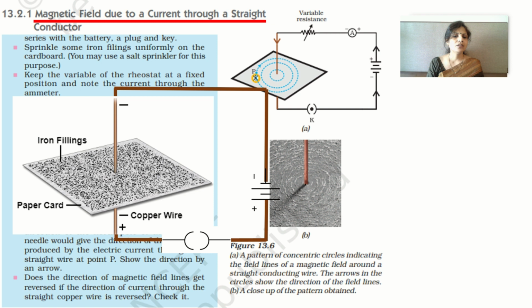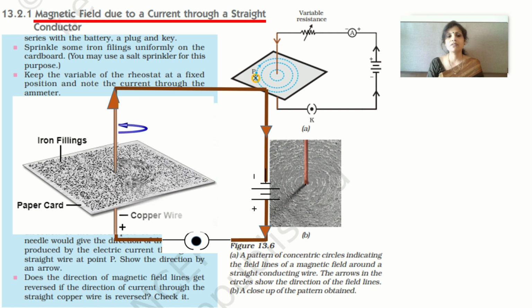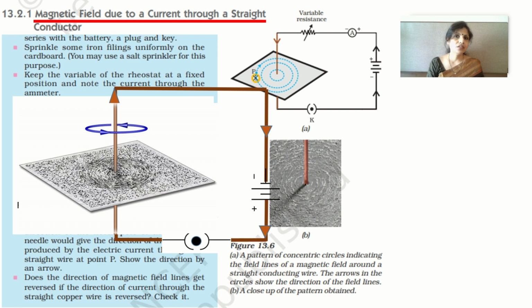And the moment we plug in the key, we observed that the current starts flowing through the circuit in this manner. This is the direction of flow of electric current, and at the same time we could see some changes on the iron filings which are sprinkled on the cardboard. The iron filings start arranging themselves in a particular manner, and if you observe the pattern, we could see that they arrange themselves in the form of concentric circles in this way.